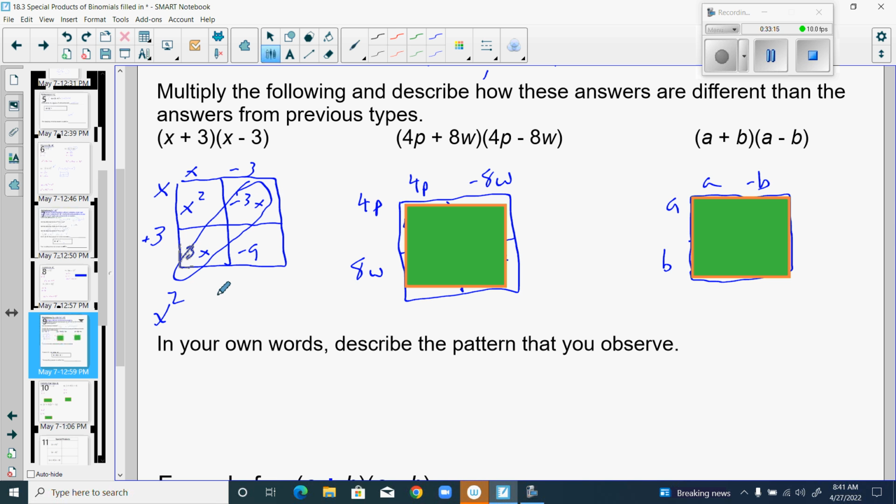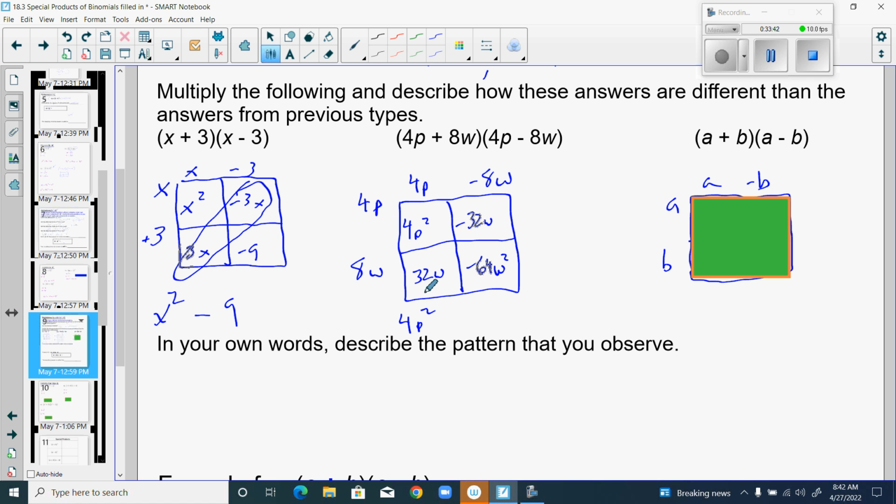Let's take a look at the next pattern. Kind of the same idea happens. When I go ahead and multiply, I get 4p squared. Okay, but then I get a -32w and a +32w. Well, what happens with those terms? They also cancel out. So I get -64w squared as my final answer. That's the last term. So again, I lose a middle term.